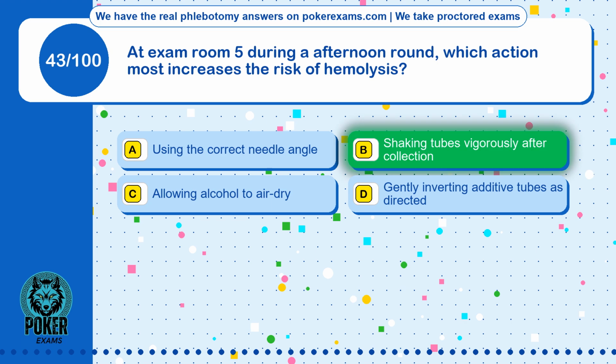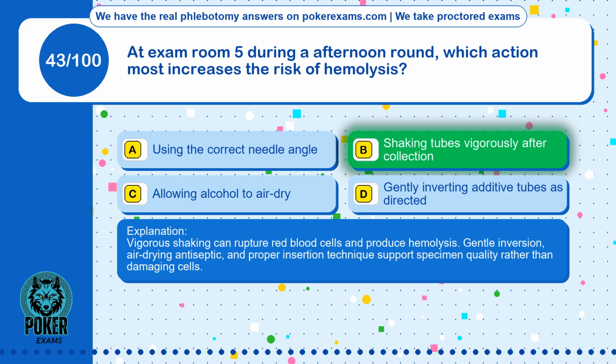The correct answer is option B. Shaking tubes vigorously after collection. Vigorous shaking can rupture red blood cells and produce hemolysis. Gentle inversion, air drying antiseptic, and proper insertion technique support specimen quality rather than damaging cells.